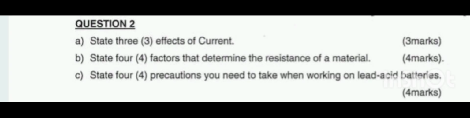So, the resistance of a material is determined by, number 1, length of a conductor; number 2, the area of a conductor; number 3, the type of material used; and number 4, the temperature. So the factors that determine the resistance of a material are: 1, length of a conductor; 2, the area of a conductor; 3, the type of material; and 4, temperature.